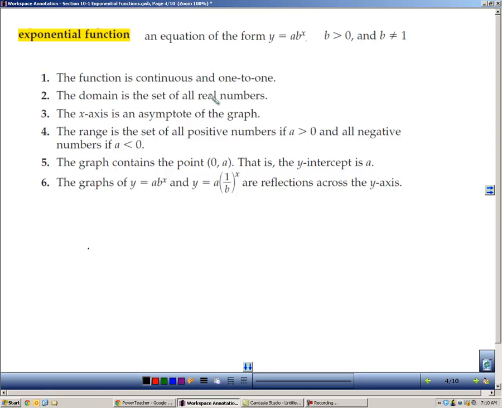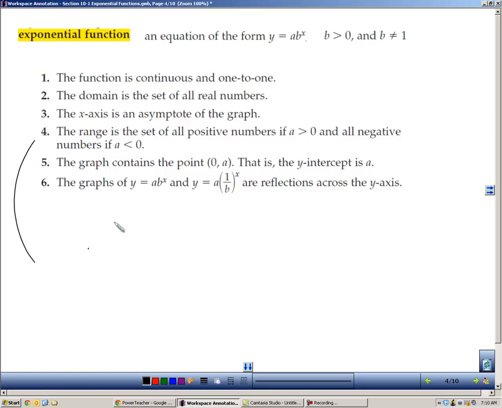So here you find all the general information about exponential functions. They have to be continuous or one-to-one. The domain is all the real numbers. The x-axis is an asymptote, which means it's going to get close to the x-axis, increasingly closer, but it's never actually going to get there, never actually going to get to 0. Number 4, the range is all the positive numbers or all the negative numbers.